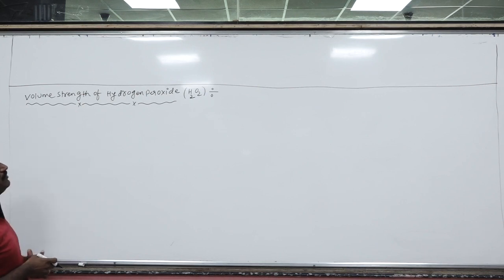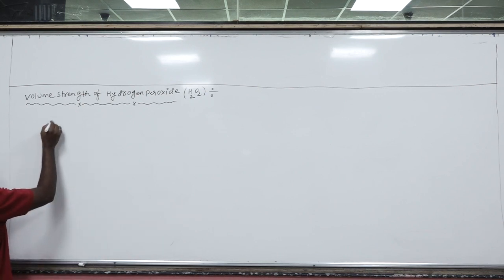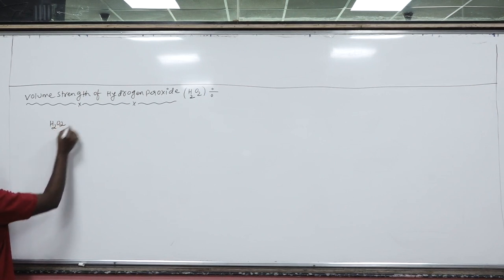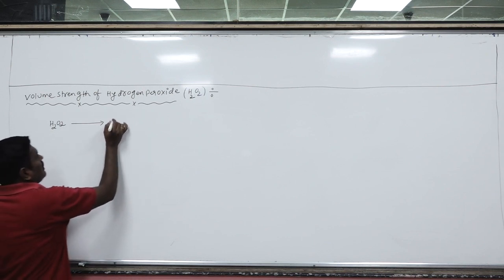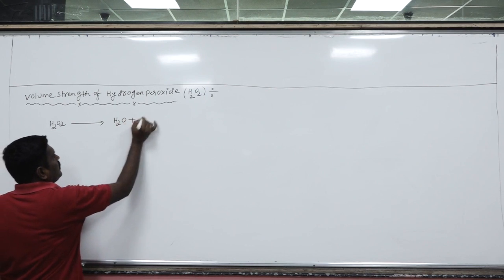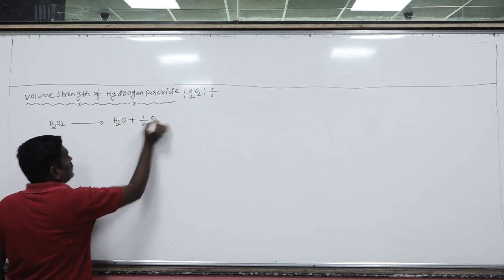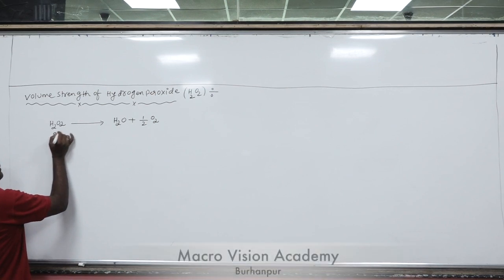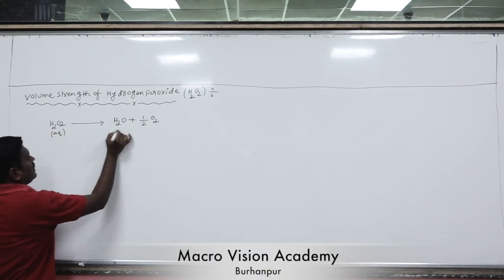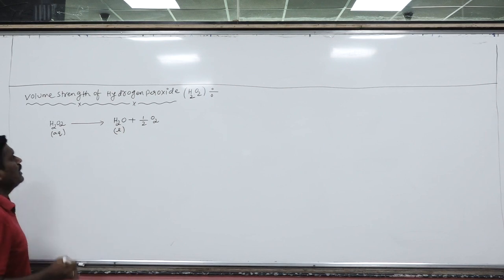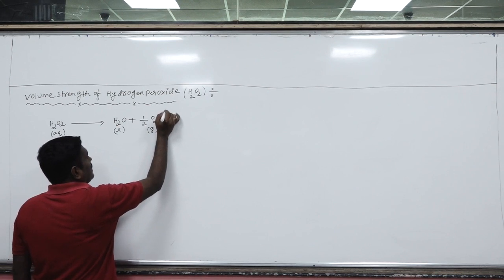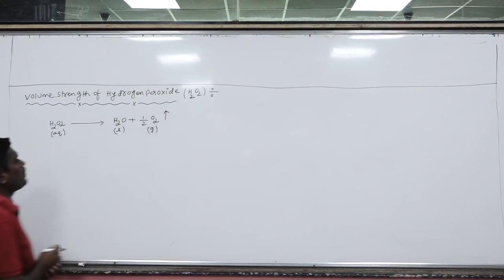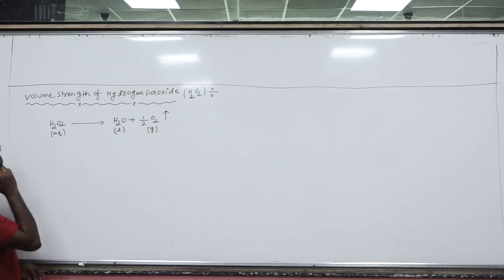Okay. Now, hydrogen peroxide is an unstable liquid which readily undergoes decomposition to give H2O and half O2. H2O2 aqueous solution slowly decomposes into H2O and oxygen gas. Being a gas, O2 escapes out. Now H2O2 decomposes into H2O and O2.